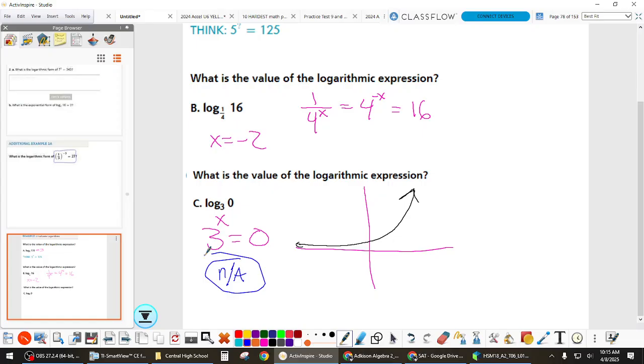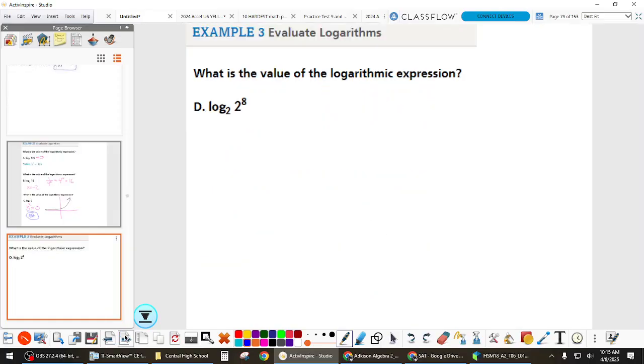Okay. How are you doing with this? Besides that one. Should we write in your notes you can't make 0 or negative number with an exponent? Do you want to put that as a reminder? Alright. Don't overthink this. You have 5 seconds. Log base 2 of 2 to the 8. Stop.